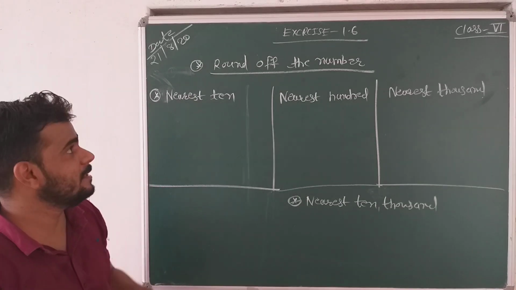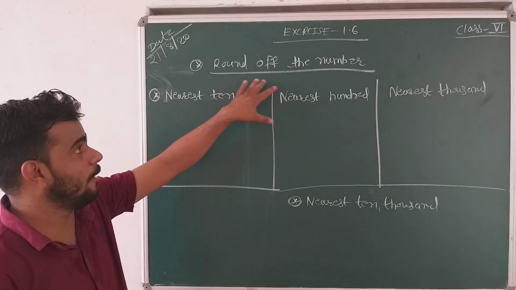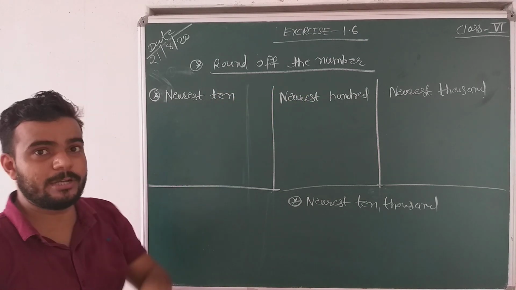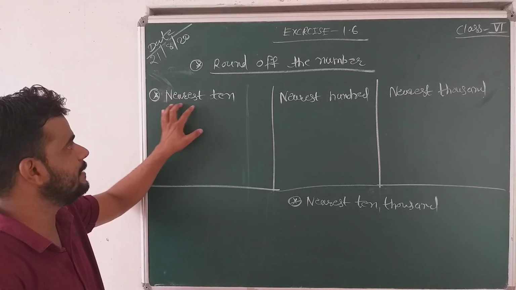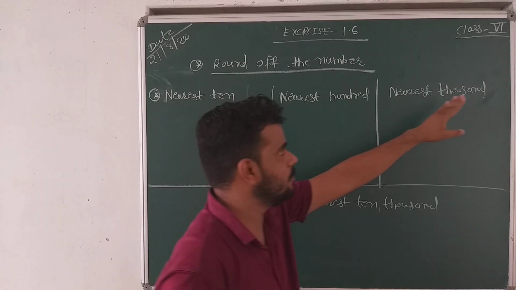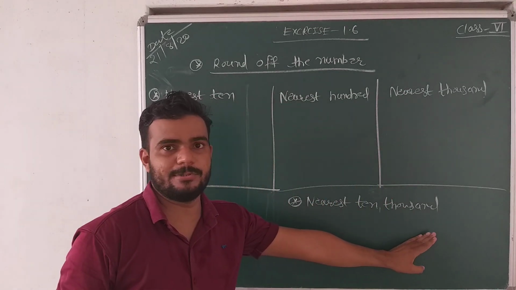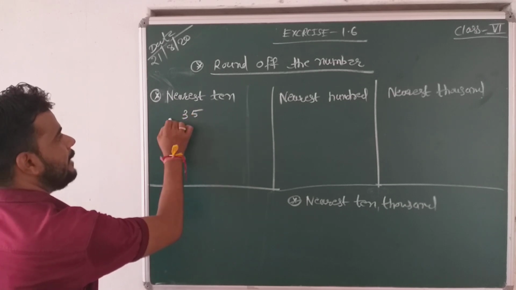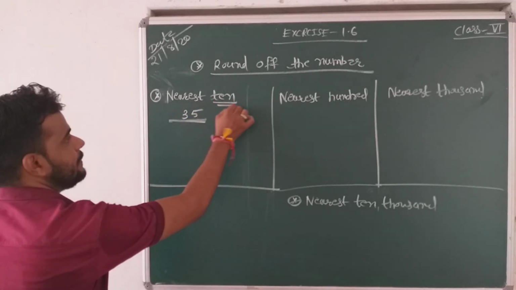Okay, so what is the way to solve the round up of the following numbers? Round up to the nearest 10. There are 4 types of round up: nearest 10, nearest 100, nearest 1000 and nearest 10,000. Okay, so how to solve? Suppose the number given is 35 and we have to round to the nearest 10.